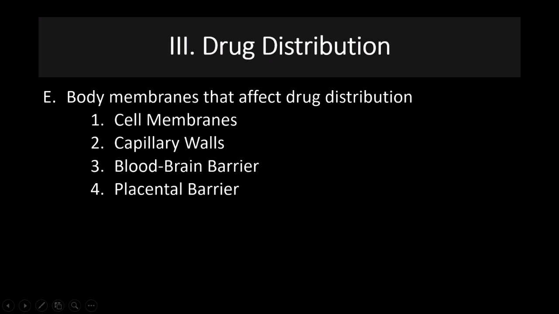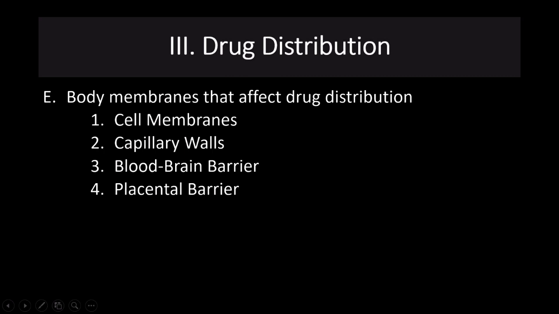So there are a variety of body membranes that affect drug distribution. Cell membranes themselves are an important barrier. Capillary walls are another barrier we've talked a little bit about. And then the blood-brain barrier is one we'll be primarily concerned with in this particular course.